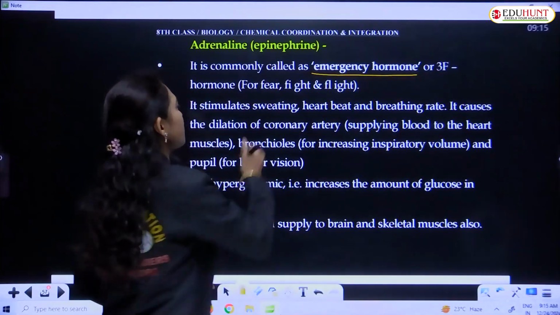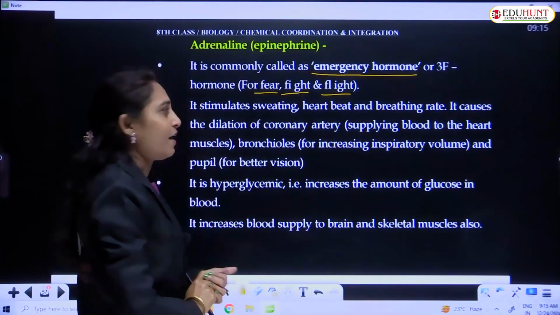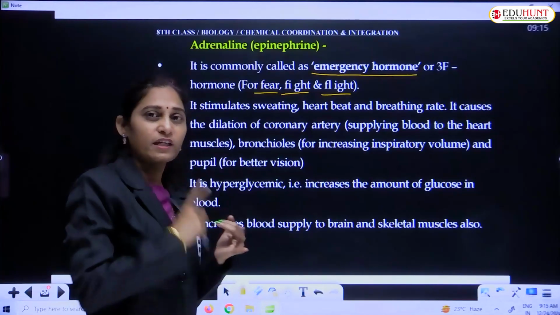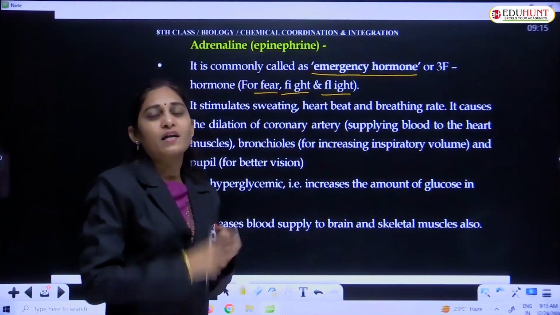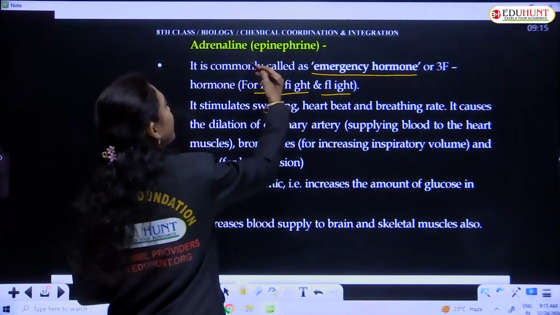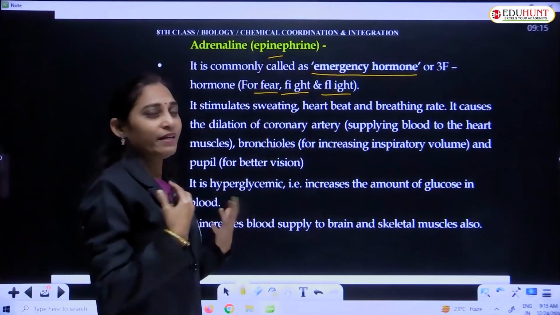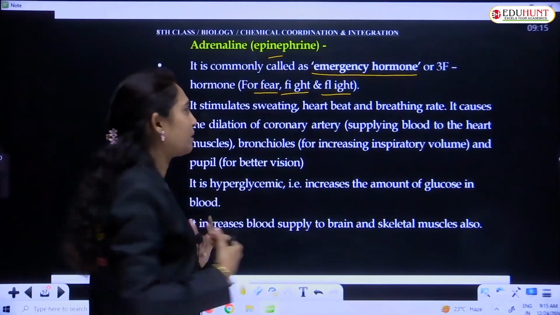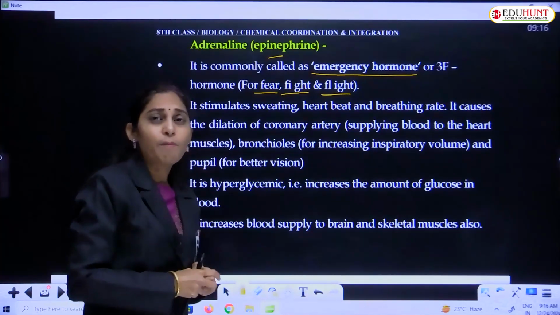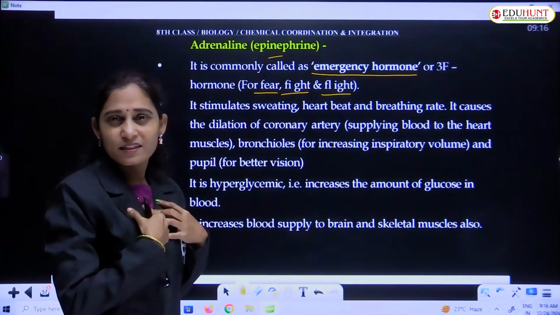As I mentioned just now, fear, fight and flight, facing the situation. Simply staying there, being afraid, second is fighting back, third is running away. The hormone responsible for these three is the adrenaline hormone, and it stimulates sweating and even the heartbeat and breathing rate. When we are afraid, our breathing is different, and our heartbeat is pounding.